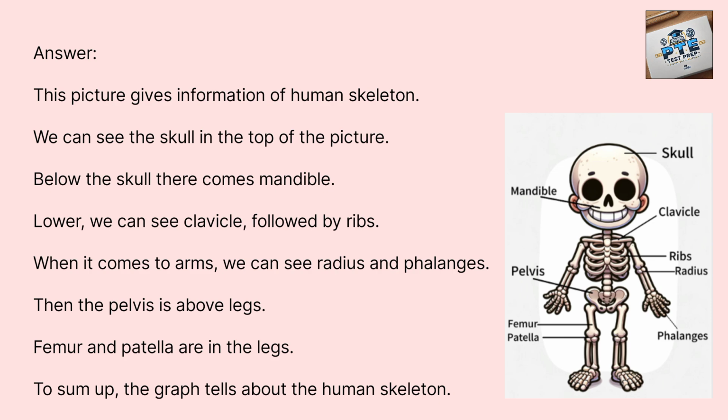When it comes to arms, we can see radius and phalanges. Then the pelvis is above legs. Femur and patella are in the legs. To sum up, the graph tells about the human skeleton.